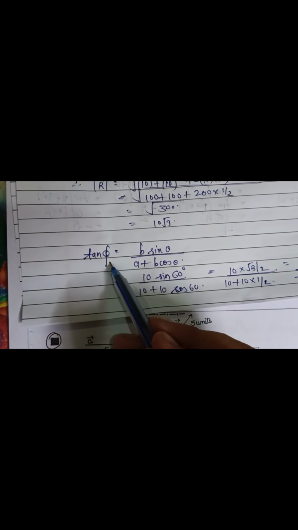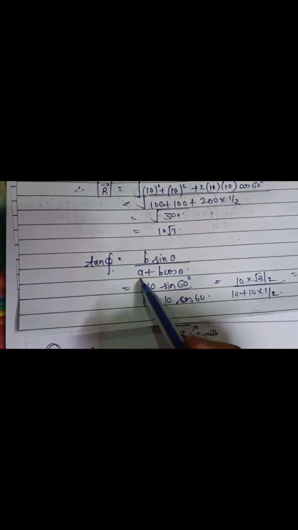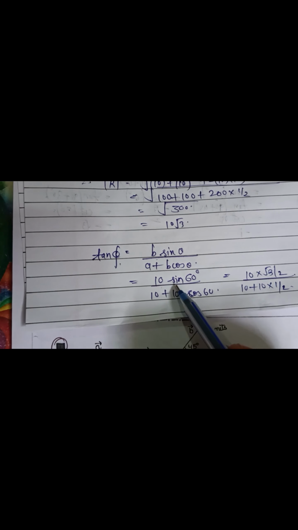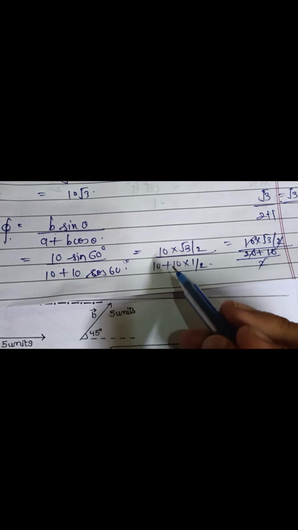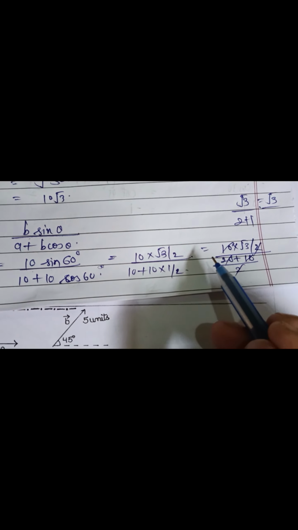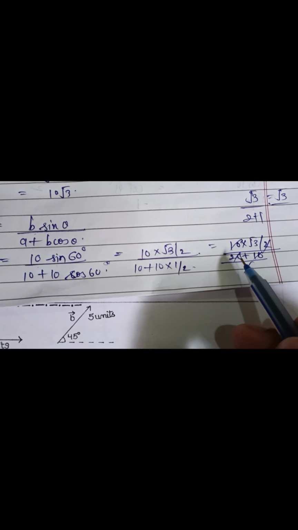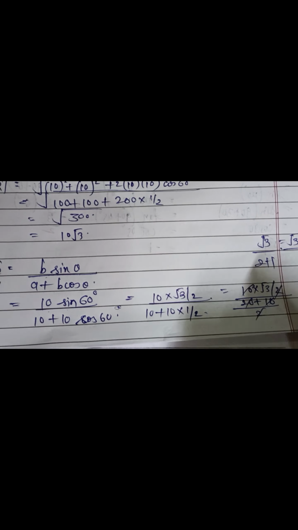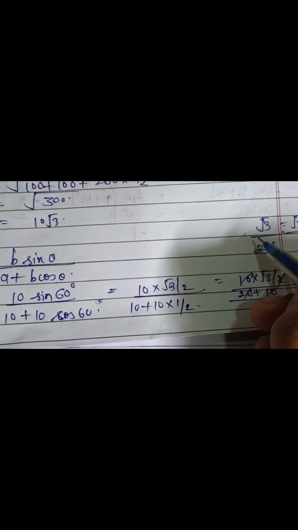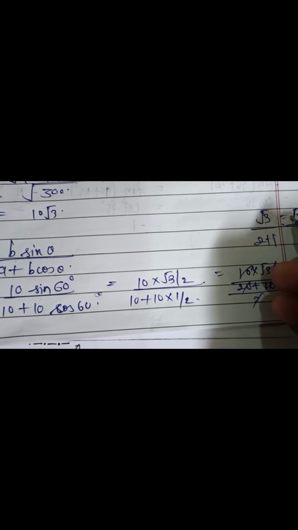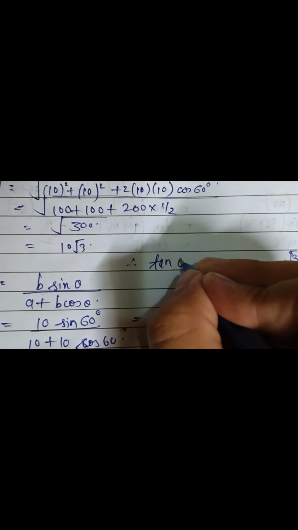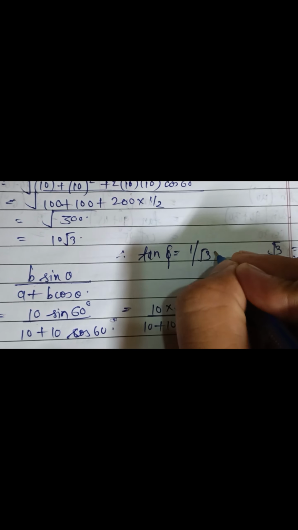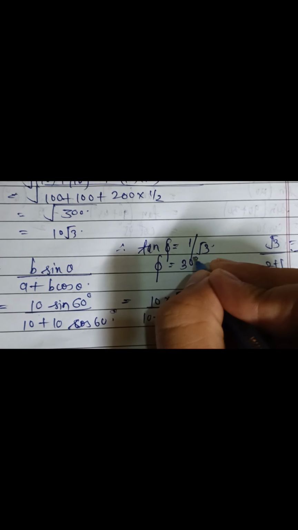Now let's find out the direction of this vector. tan alpha is equal to b sin theta upon a plus b cos theta, which is equal to 10 sin 60 degree upon 10 plus 10 cos 60 degree, which is equal to 10 into under root 3 by 2 upon 10 plus 10 into 1 by 2, which is equal to 10 into under root 3 by 2 upon 20 plus 10 whole upon 2. Here we get under root of 3 upon 2 plus 1, which is equal to under root of 3 upon 3. So therefore tan of alpha is equal to 1 upon under root of 3. Therefore alpha is equal to 30 degree, or phi is equal to 30 degree.